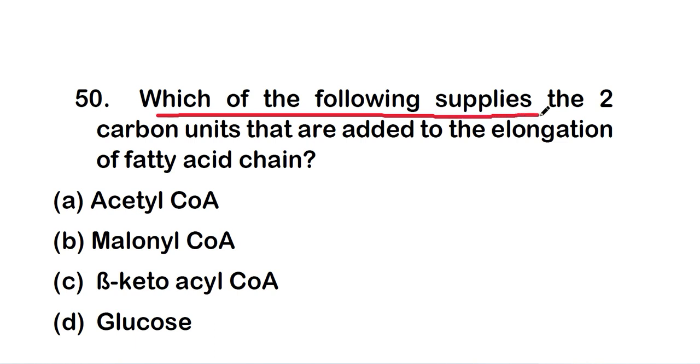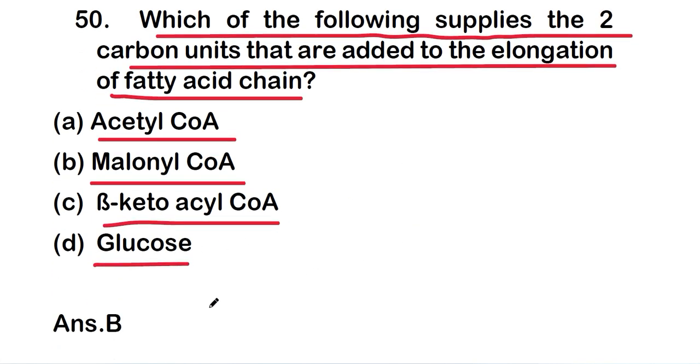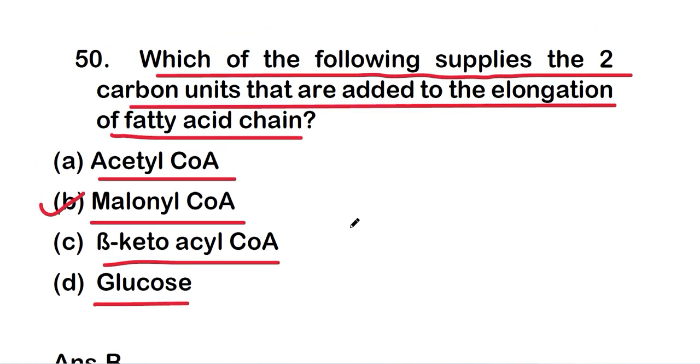Which of the following supplies the two carbon units that are added to the elongation of fatty acid chain? And the options are option A, acetyl CoA, option B, malonyl CoA, option C, beta keto acyl CoA, or option D, glucose. And the right answer is option B, that is malonyl CoA. So malonyl CoA supplies the two carbon units that are added to the elongation of fatty acid chain.